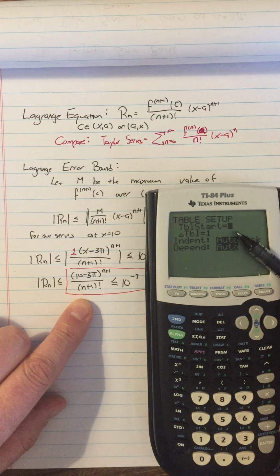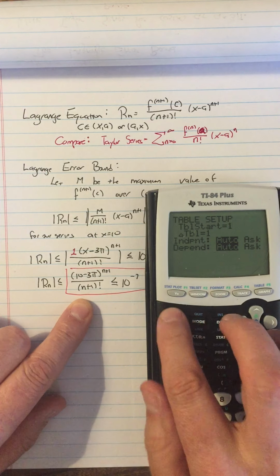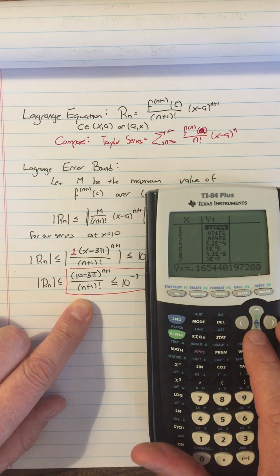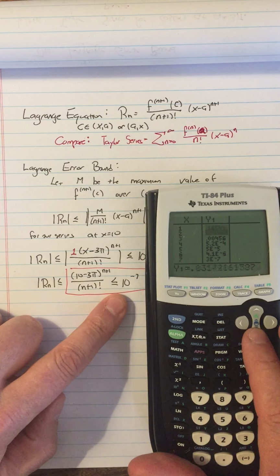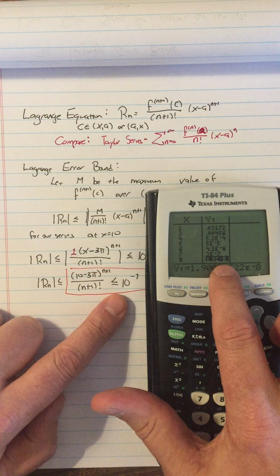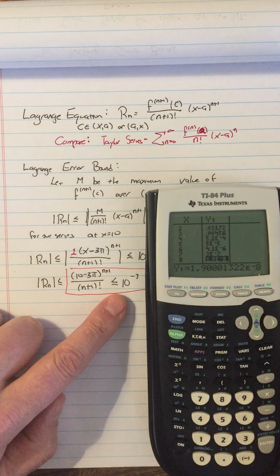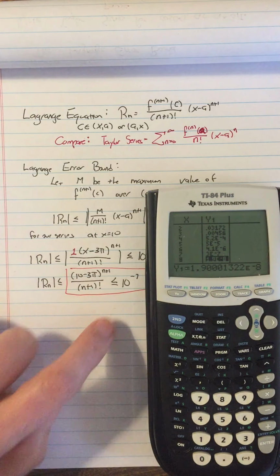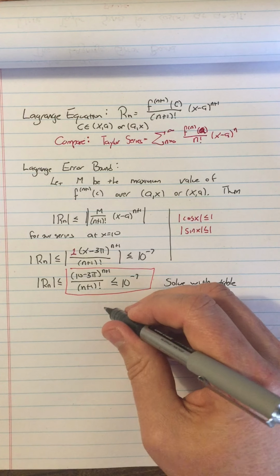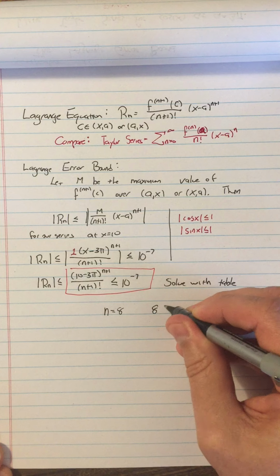The table is set to start at 1, and the delta table has to be 1. It's really the only important thing there. And we can say, let's hit the table. All right, so now what we're looking for is a number that's less than 10 to the negative 7th. So I can scroll down here. I got 3 times 10 to the negative 7th, and then I got 1.9 times 10 to the negative 8th. So this is the one I want, because that's less than 10 to the negative 7th. So that's going to give me n equals 8. We need 8 terms.